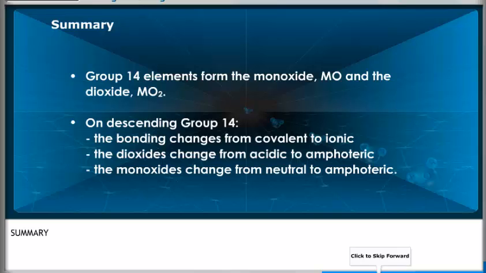Summary. Group 14 elements form the monoxide MO and the dioxide MO2. On descending group 14, the bonding changes from covalent to ionic. The dioxides change from acidic to amphoteric. The monoxides change from neutral to amphoteric.